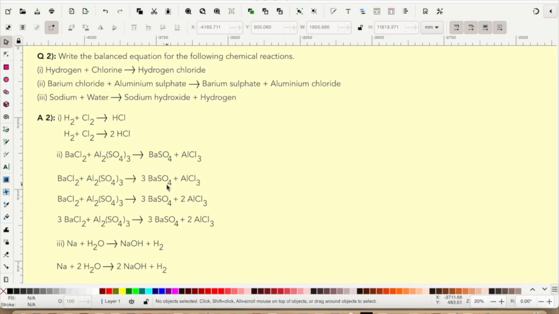Now the oxygen atoms are balanced. Next we will see sulfur atoms. On the left hand side there are 3 sulfur atoms, on the right hand side there are 3 into 1, means 3 sulfur atoms. So sulfur atoms are also balanced.